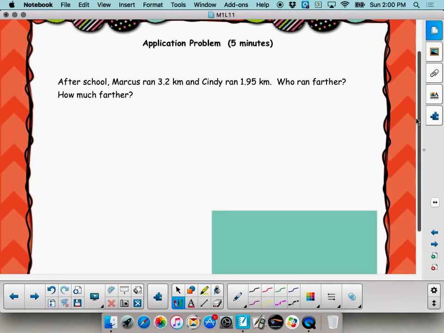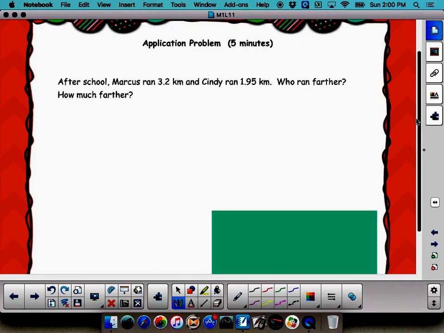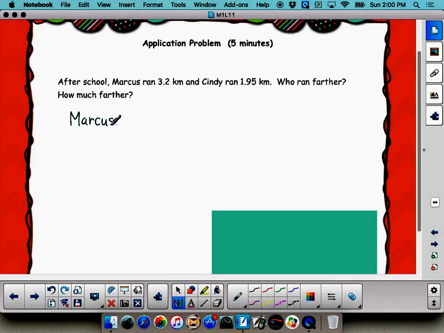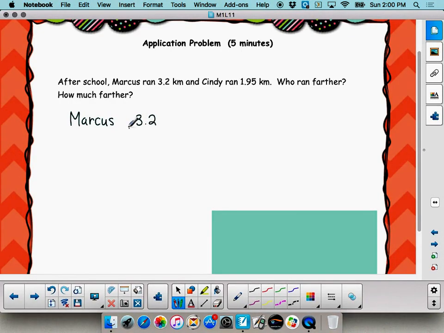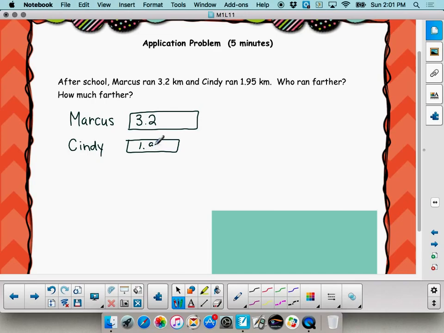Okay. Application problem. Looks pretty short. Okay, here's what it says. After school, Marcus ran 3 2/10 kilometers, and Cindy ran 1 9/500 kilometers. Who ran farther? How much farther? Let's show it with a tape diagram. So Marcus ran 3 2/10 kilometers. And Cindy ran 1 9/500 kilometers. Who ran farther?